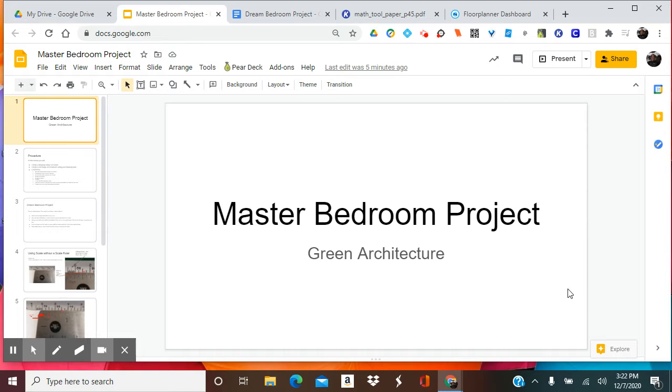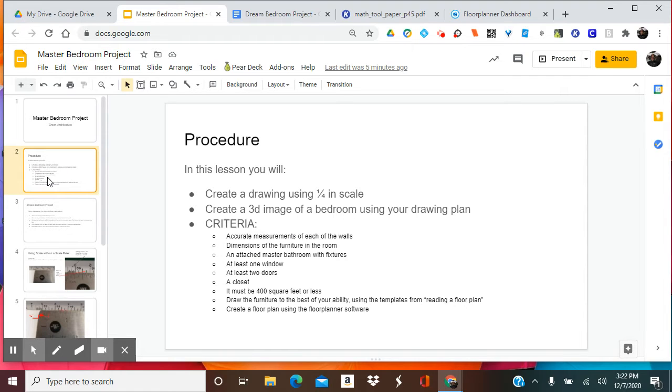All right, guys, so we are going to give it a try. We're going to do a project in green architecture, master bedroom project. So we're going to see how you do on this one. First things first, this is a two-step project.